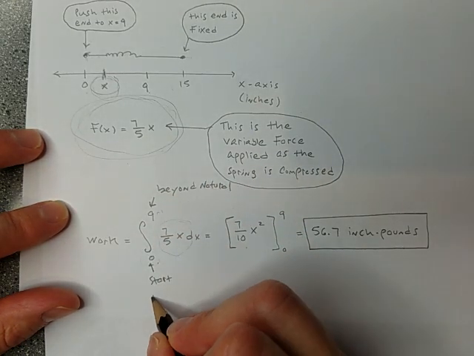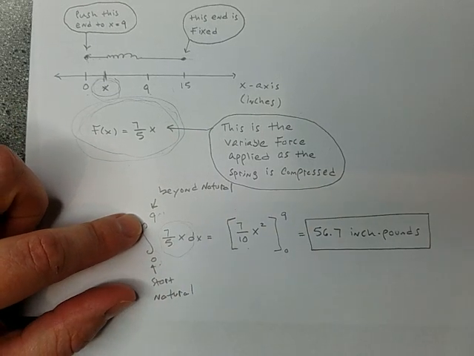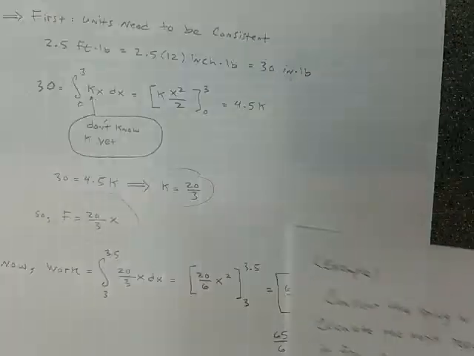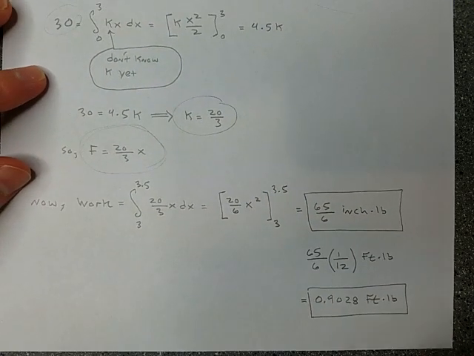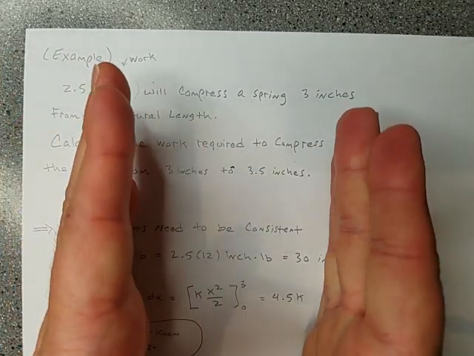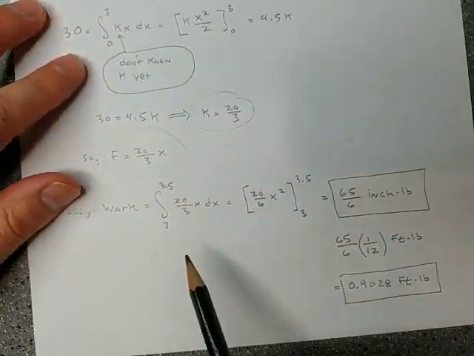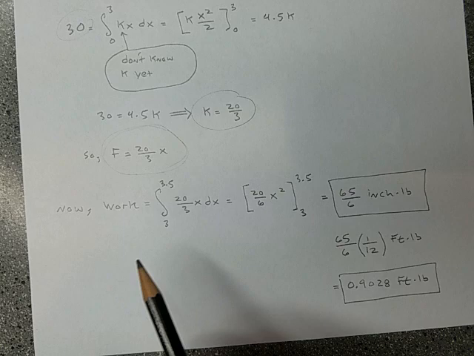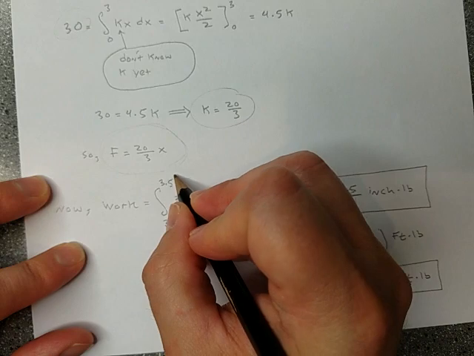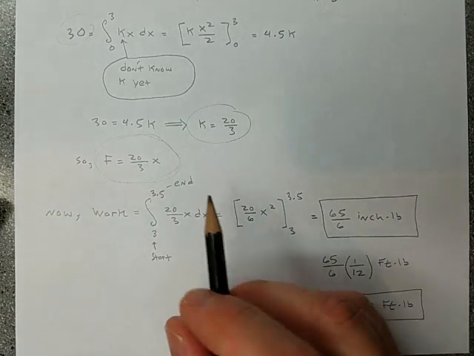We started at the natural length, and I want to compress it 9 inches beyond the natural length. If it's naturally 15 and I compress it down to 6, that's 9 beyond. So as a result, to compress it from an already compressed 3 beyond the natural length, an extra half inch, that'd be from 3 to 3.5. So I'm going to start at 3, already compressed, and compress it down to 3.5. That's the work required to push it that extra half inch.